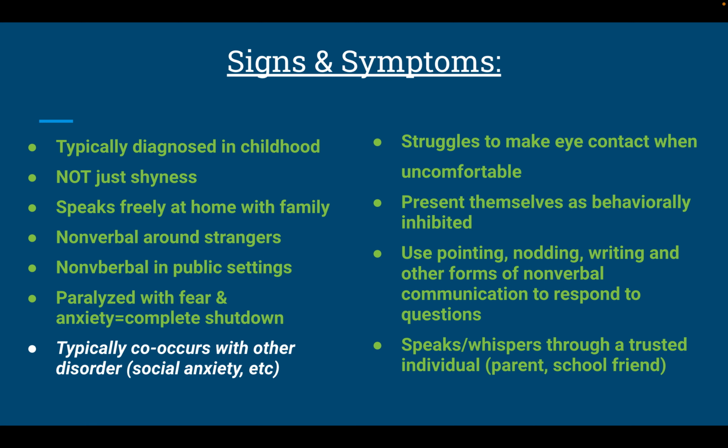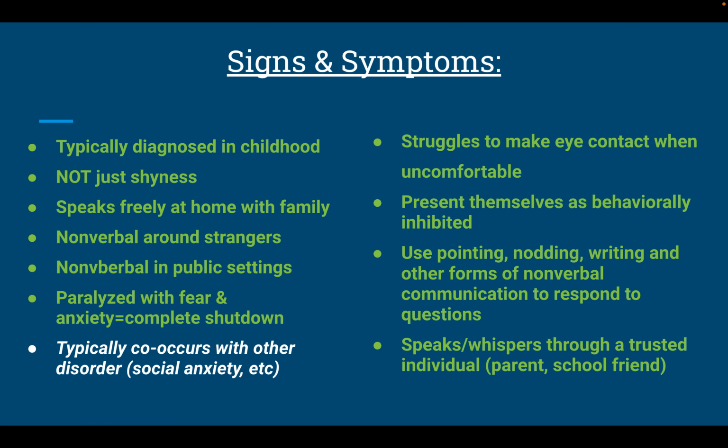Other indicators: the child will speak freely at home with family. They are engaged at home and enjoy conversing, and they might actually be very chatty. But when it comes to being around strangers or in public settings, they become nonverbal to the point where they're almost paralyzed with fear. So there's this fear and anxiety, this complete shutdown. You might be thinking, well, this sounds like somebody with a fear of public speaking. That is absolutely not the case. Those social interactions are very, very limited.